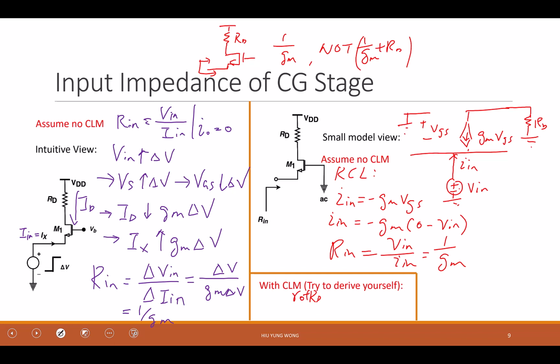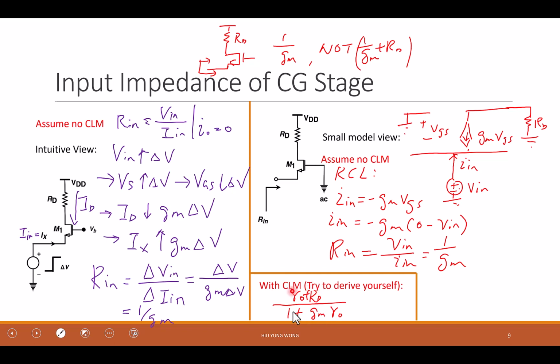And what is that? If I include the channel length modulation, this is the input impedance. It's R0 plus RD divided by 1 plus GM R0. Okay, you can derive it, and you need to keep this because we need this for the assignment or even exam. Okay, I don't derive it because it's lengthy. I want to save the time.